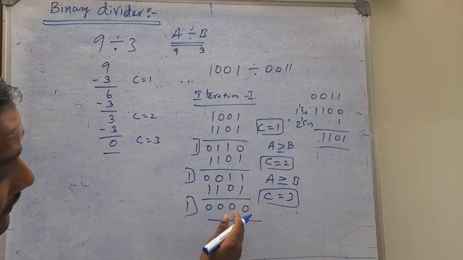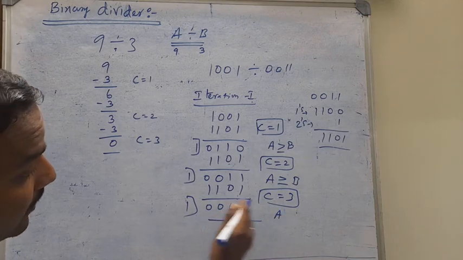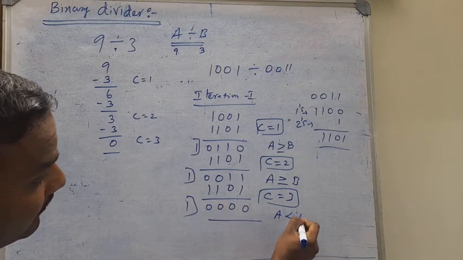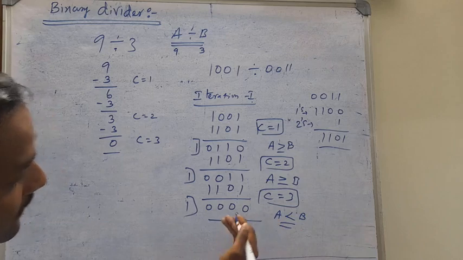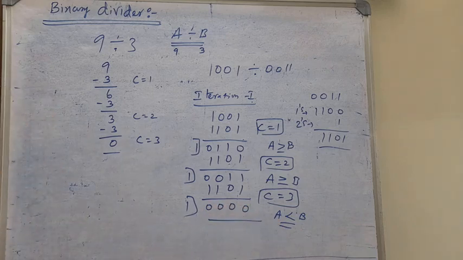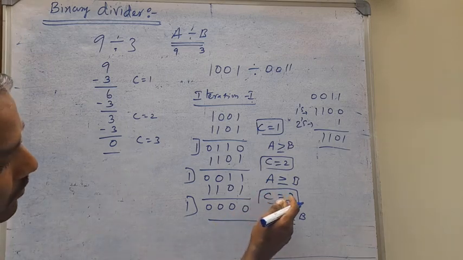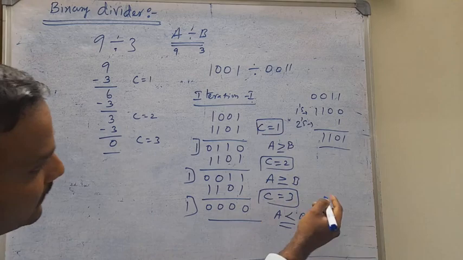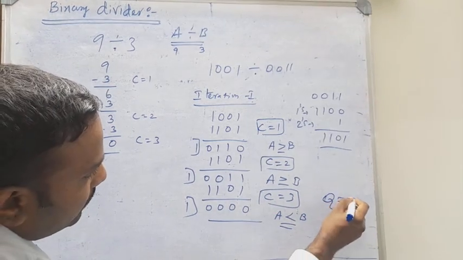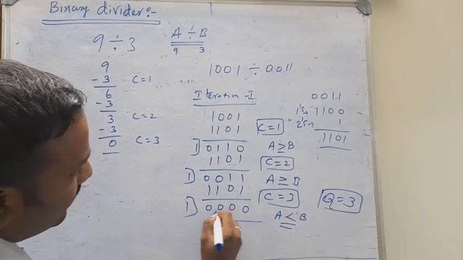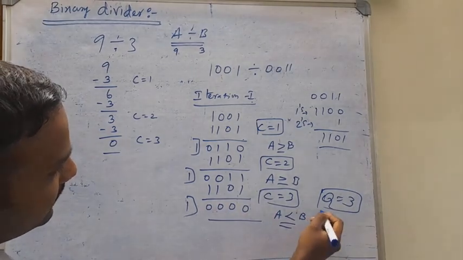So at this point, the updated value A is less than B. A is less than B. So afterwards there is no possibility of subtraction. So what is the final count? That is the quotient. So count is equal to 3. So 3 indicates the quotient. So quotient is equal to 3. What about the remainder? Remainder is 0.